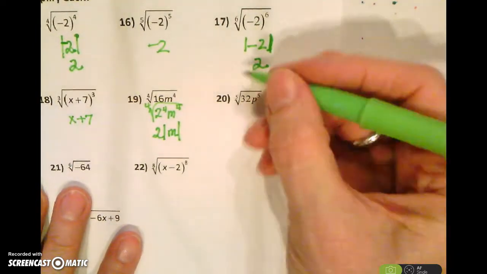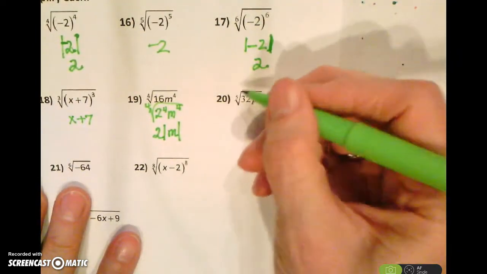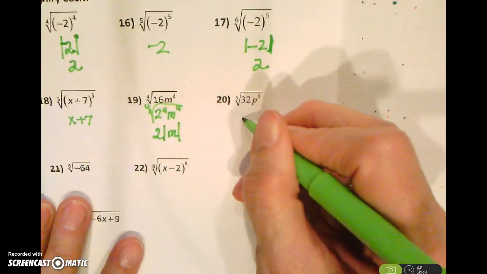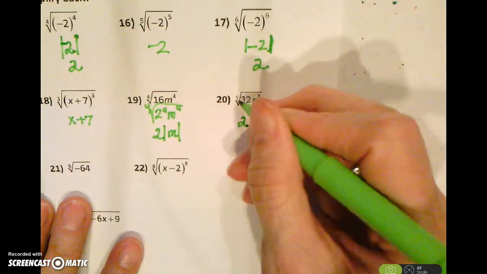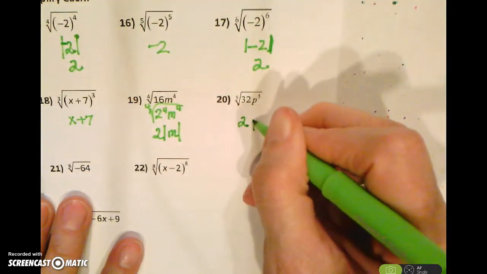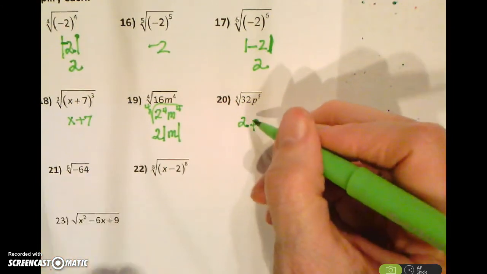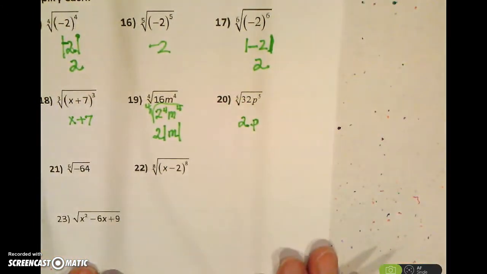And then 20 is a fifth root. So remember, we memorized the fifth root of 32 is 2, and the fifth root of p to the fifth is p. And because this is odd, I can have a negative answer for it. So it's going to be just 2p.